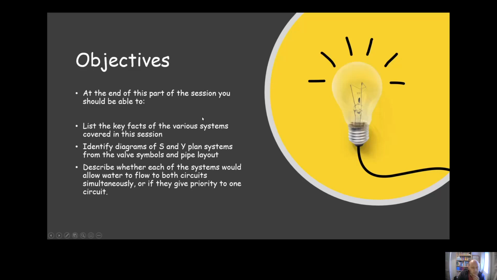Describe whether each of the systems would allow water to flow to both circuits, the hot water and heating circuit, at the same time, or if they give priority to one circuit, and there's only one system that will give priority to one circuit.